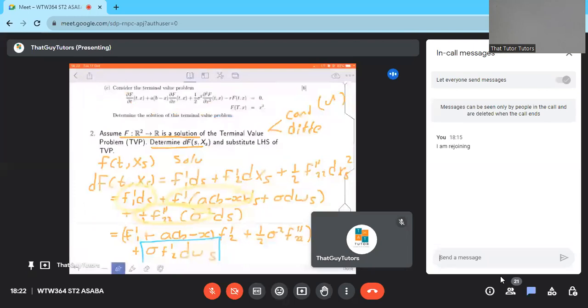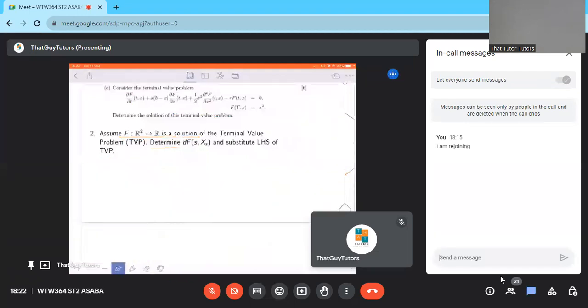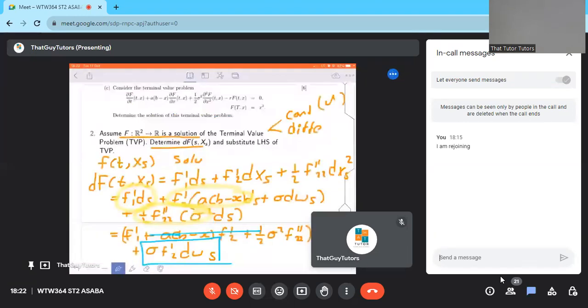Since you can already see that this part is the same as this part over here, you are able to just write the equation part of that. So you are able to just say minus RF instead. So you can take the RF to the other side. Is there any question on what I just said now?